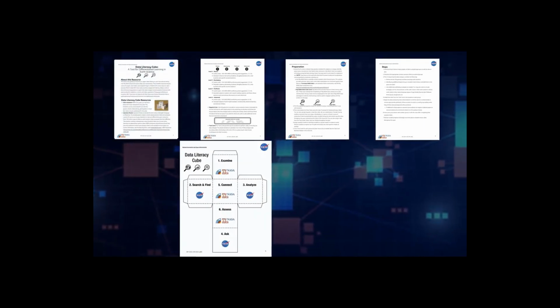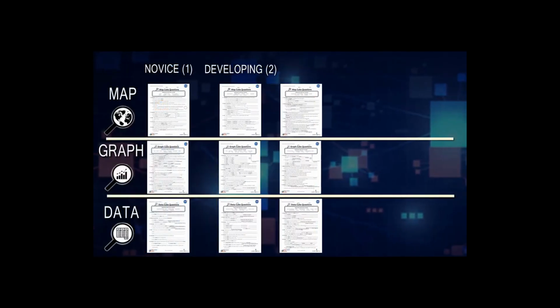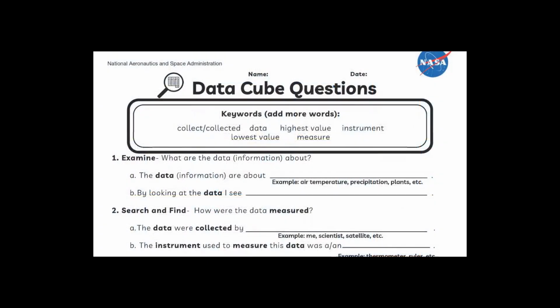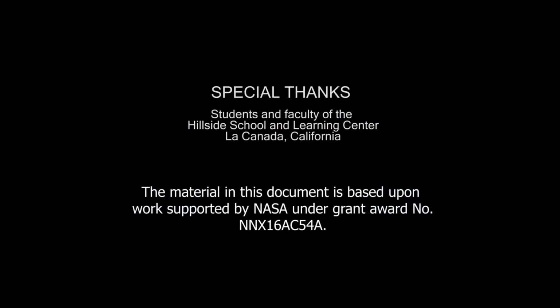Opening the PDF, we can see a complete overview of the steps needed, a cube template, the task card, the question sheets ranging from level 1 to level 4, and the keywords included at the beginning of most question sheets. Teachers are able to differentiate their instruction using the question sheets.